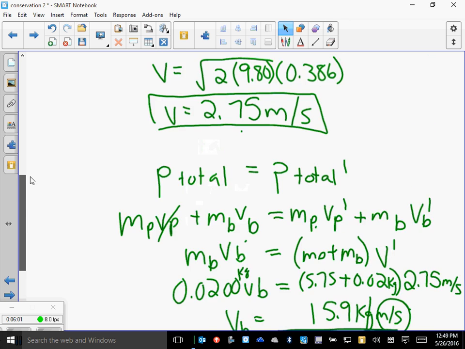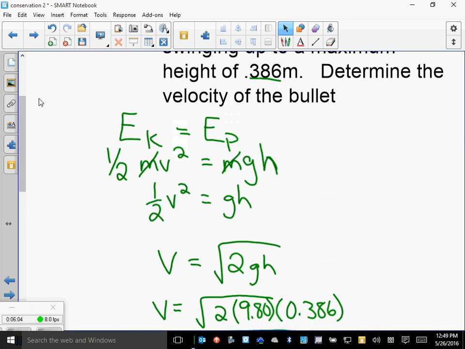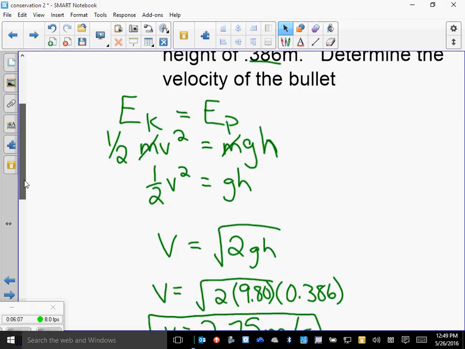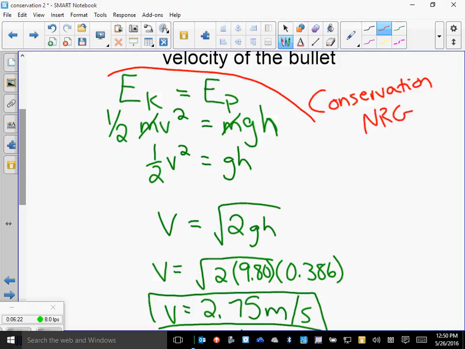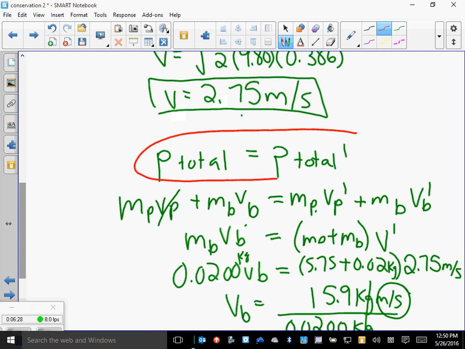Okay, so we did this in two steps. First of all, we looked at the conservation of energy, then we looked at the conservation of momentum. So there were two parts. Conservation of energy, that's why we used this concept right here. And then we did the conservation of momentum. So two steps that we did in this question.